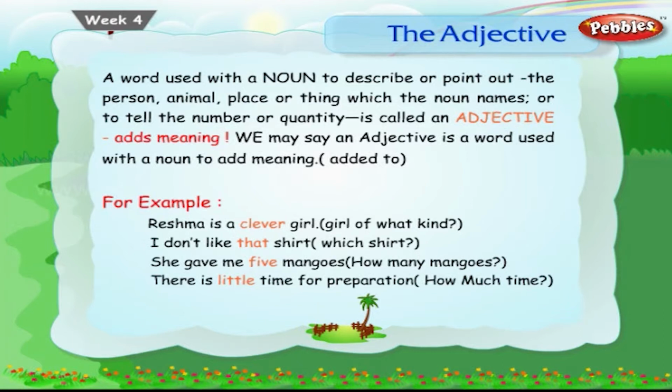Adds meaning. We may say an adjective is a word used with a noun to give more meaning to the noun. For example, Reshma is a clever girl. Girl of what kind? Clever. I don't like that shirt. Which shirt? That shirt. She gave me 5 mangoes. How many mangoes? 5. There is little time for preparation. How much time? Little.